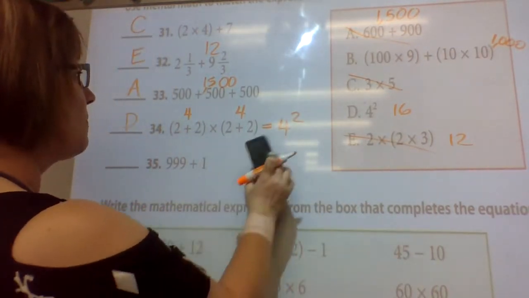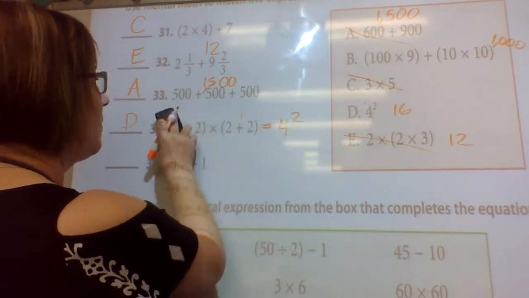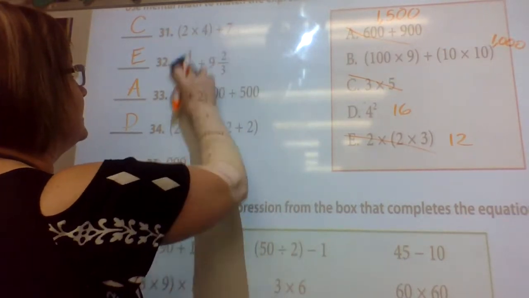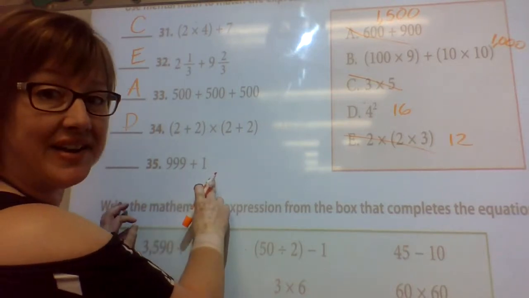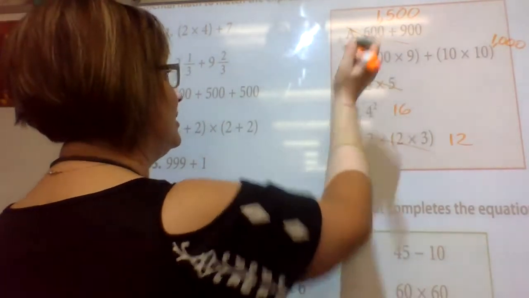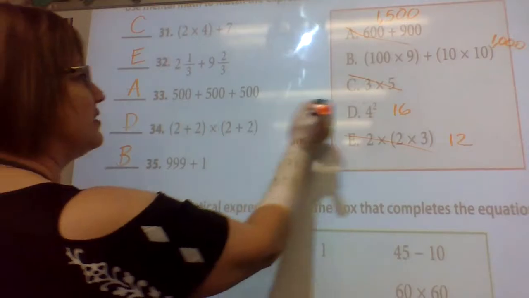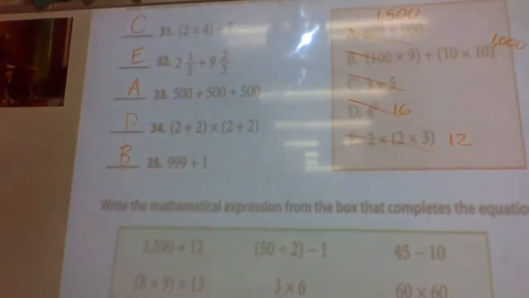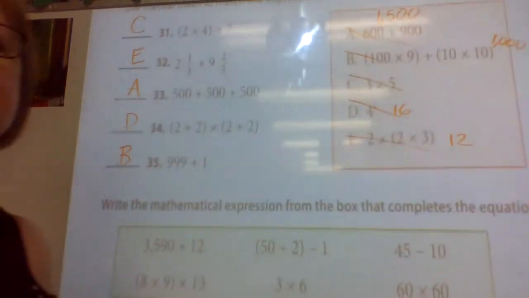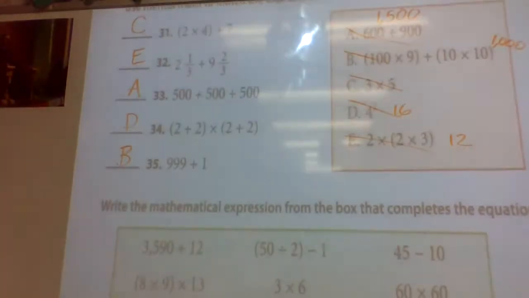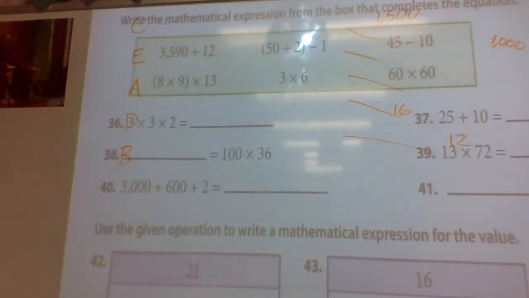See? Like I said, you don't have to have those numbers. Okay, and then 999 plus 1 is 1,000, which is B. I forgot to cross off D. But B is left. Okay? Then, let me make sure, can you see all those? Yes, you can.